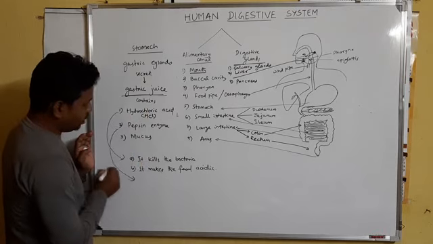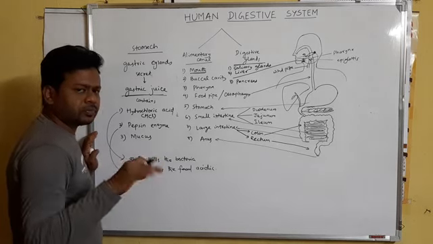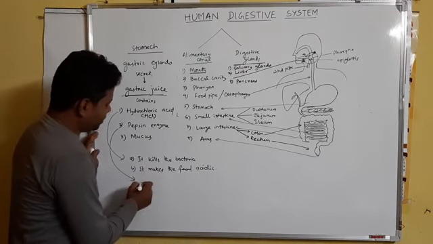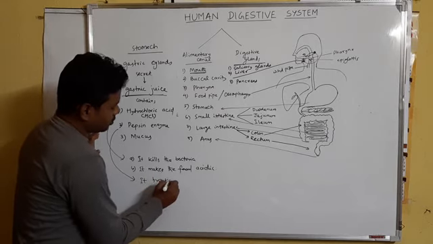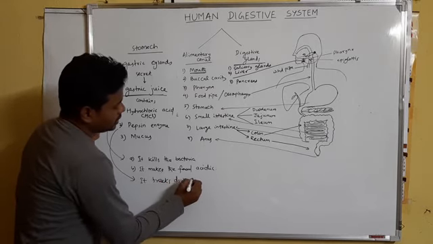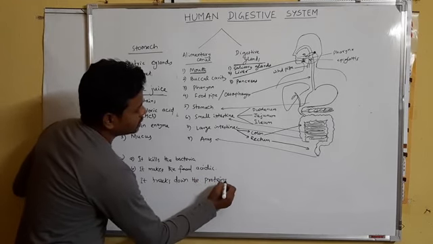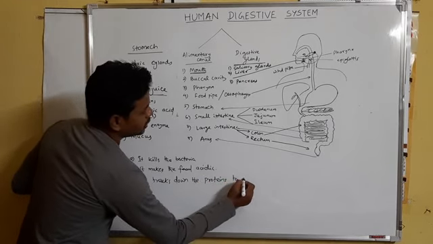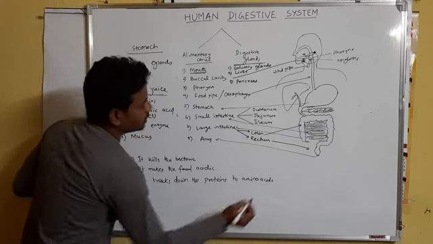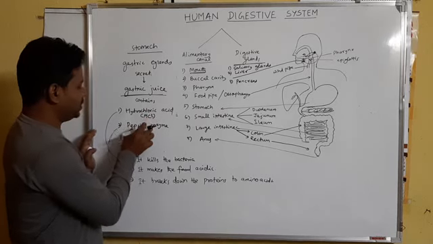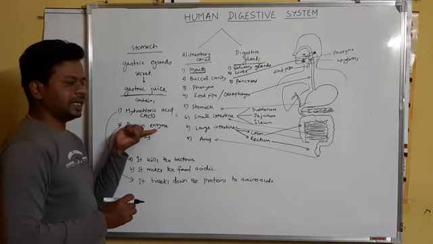Then if we go to pepsin, what does the pepsin do? You know that enzymes normally break down the food, but the pepsin enzyme breaks down the protein part of the food, proteins, into amino acids. It means the proteins present in the food are broken down to amino acids by the pepsin enzyme.